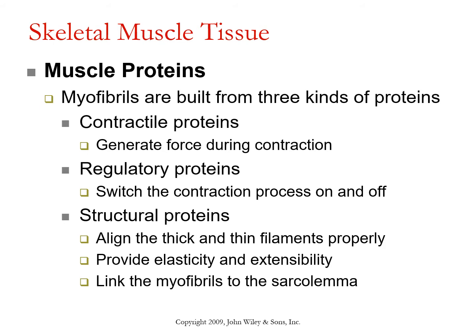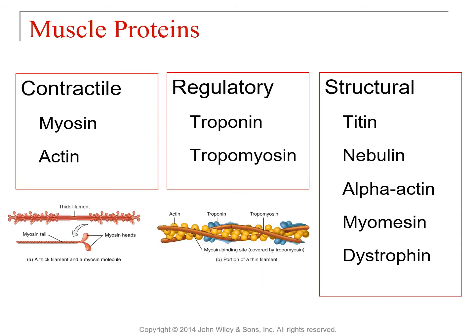We also have proteins like dystrophin that link the myofibrils to the sarcolemma and help to transmit the force of contraction to the membrane, to the connective tissue layers, to the tendons, to the bones. So here we have an overview and categorization of these various muscle proteins.